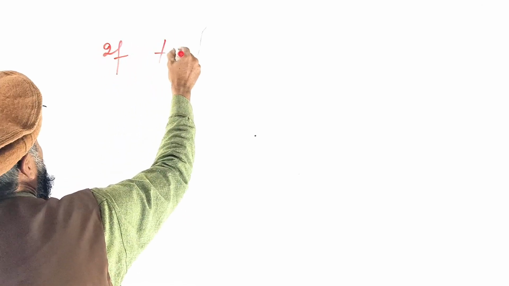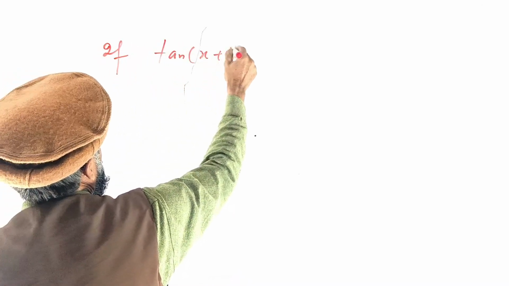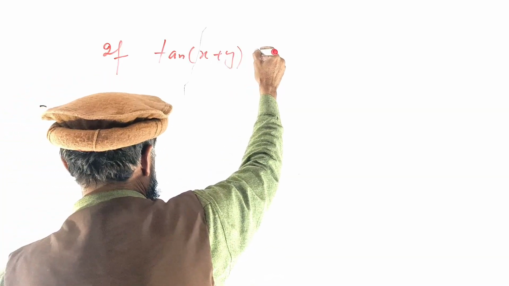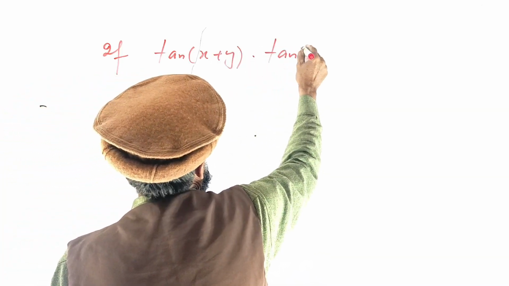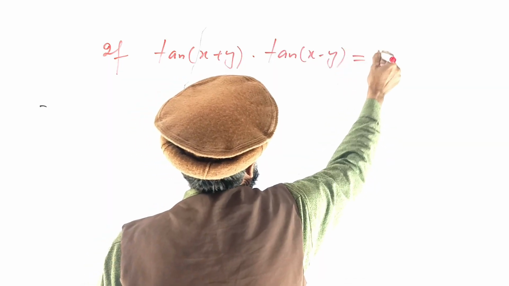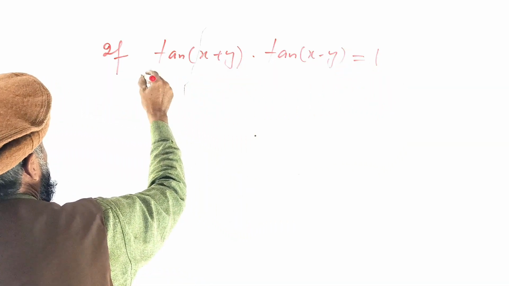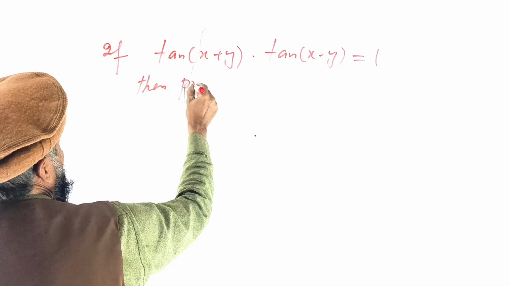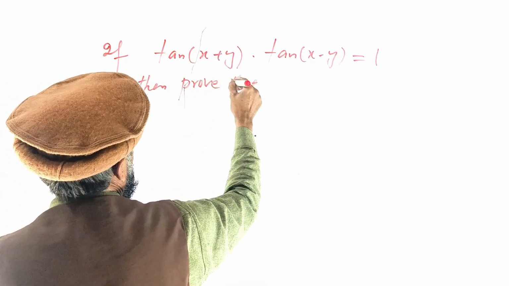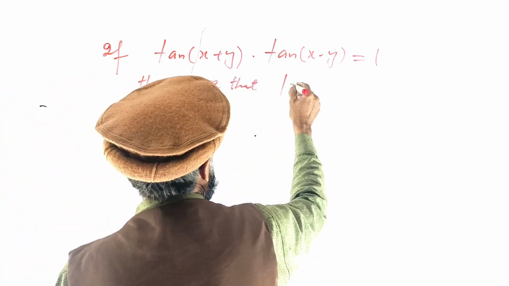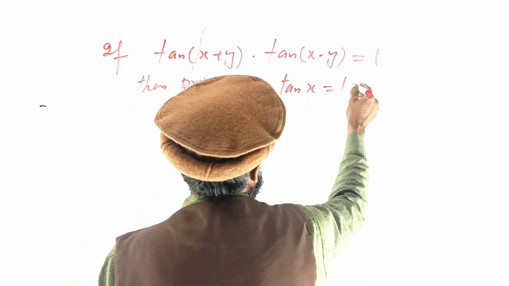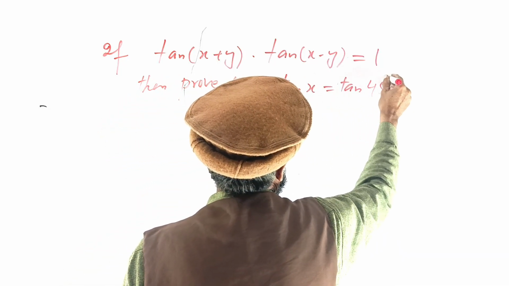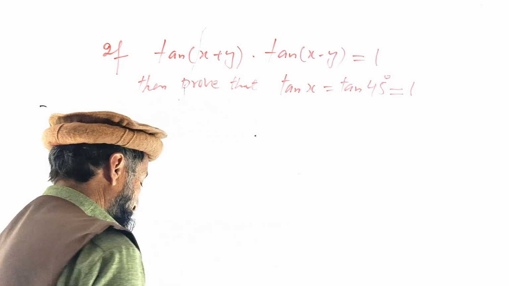In this question today we have something very interesting: we find the angle. The condition given is that tangent (x plus y) into tangent (x minus y) is equal to 1. How can we find it? Then prove that tangent x is equal to tangent 45 degrees, which is equal to 1. So we want to verify it.